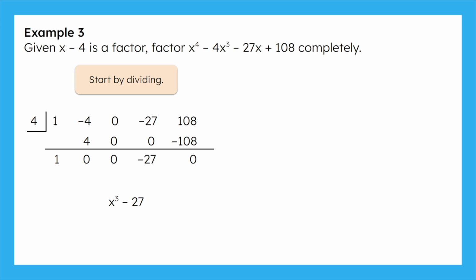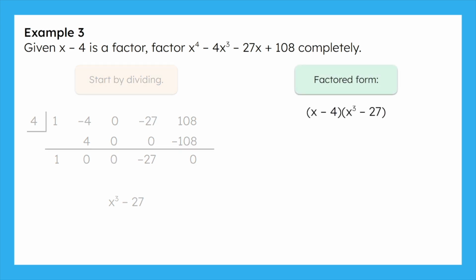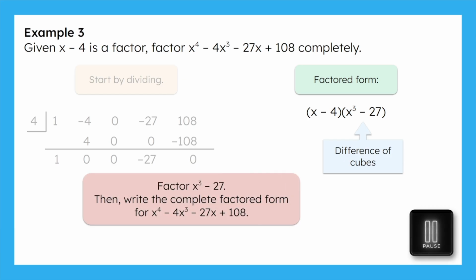Right now, the factored form of the original polynomial is x minus 4 times x cubed minus 27. Is this factored completely? No, because x cubed minus 27 is the difference of cubes, so we can factor that further. Pause the video and factor x cubed minus 27, then write the complete factored form for x to the fourth minus 4x cubed minus 27x plus 108.